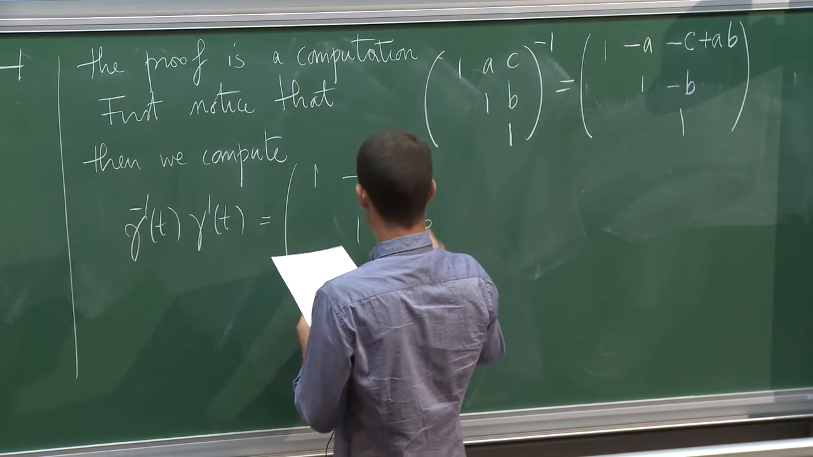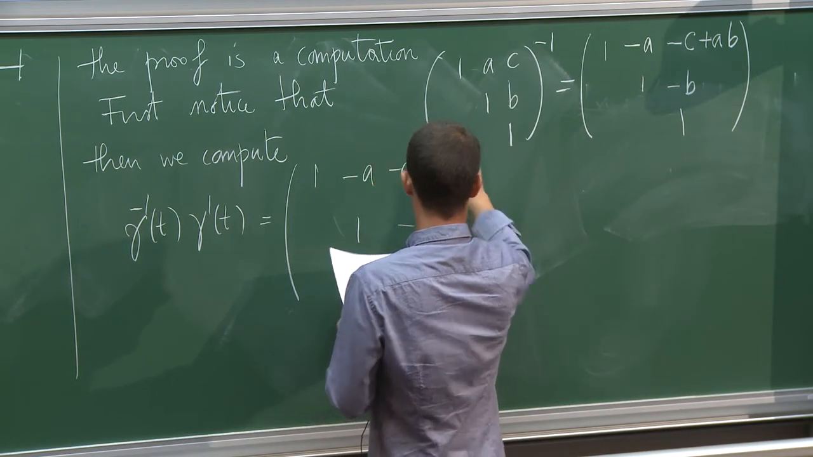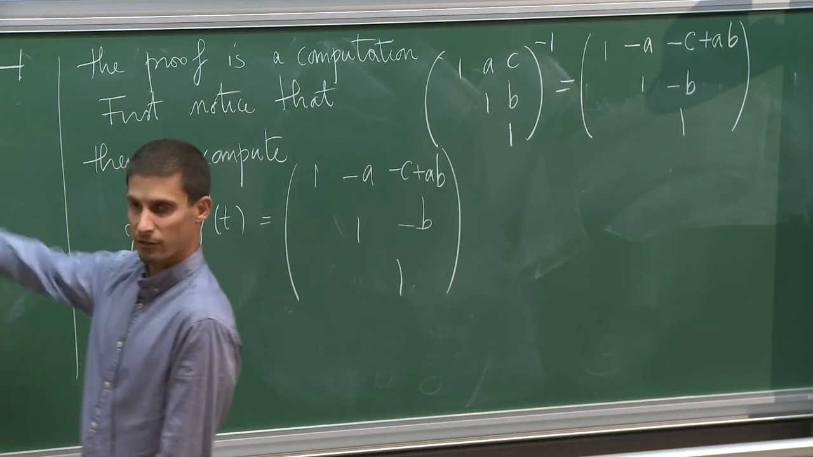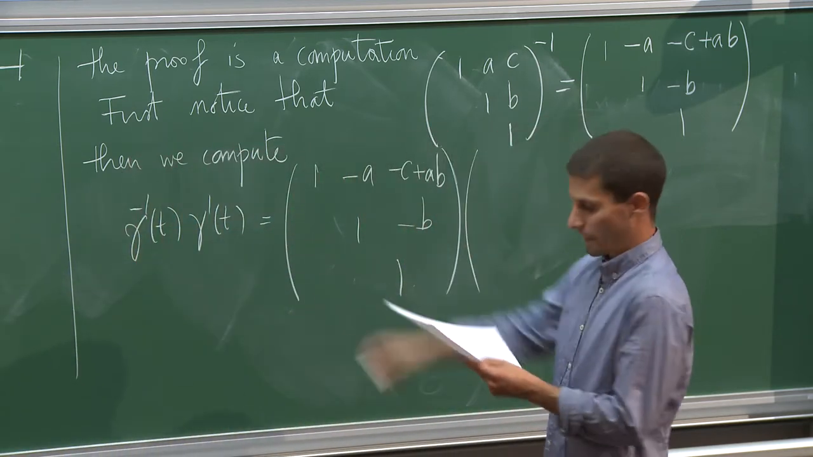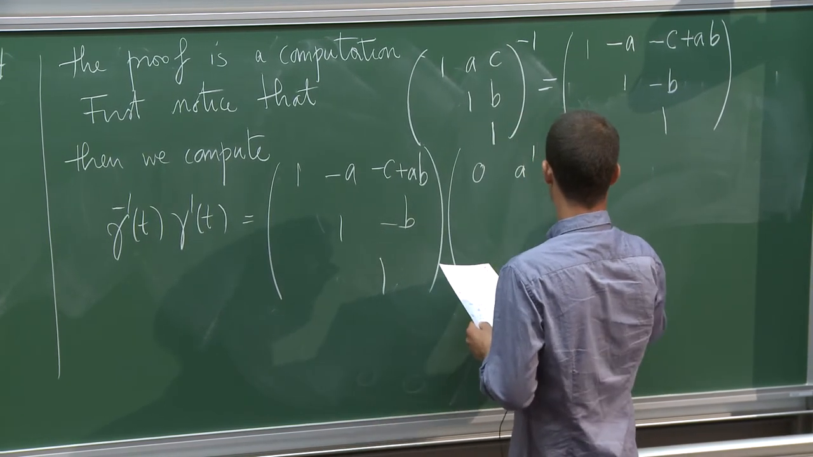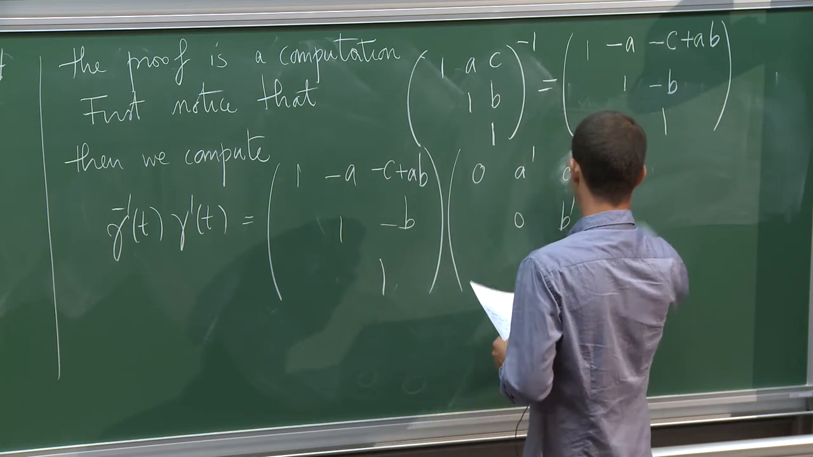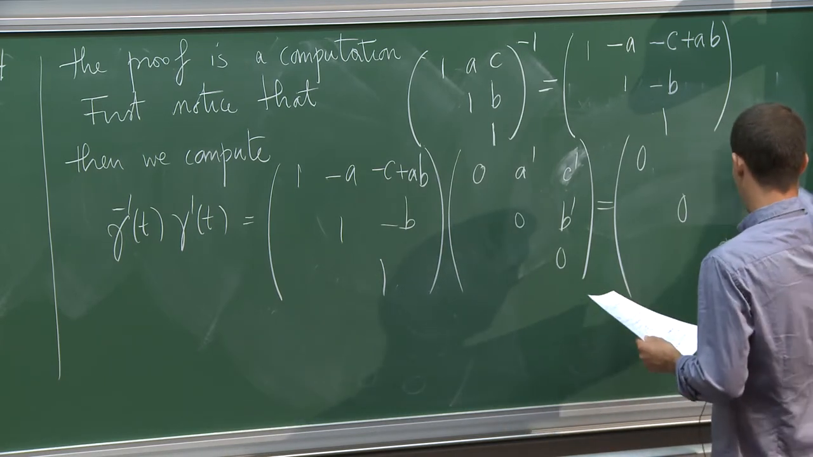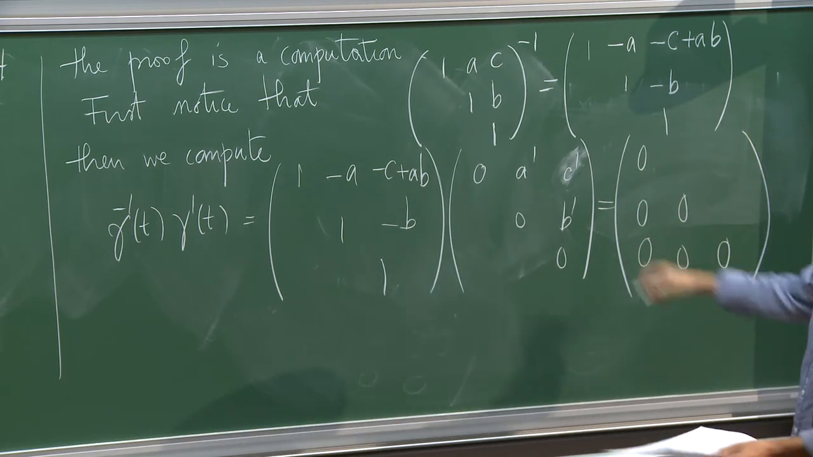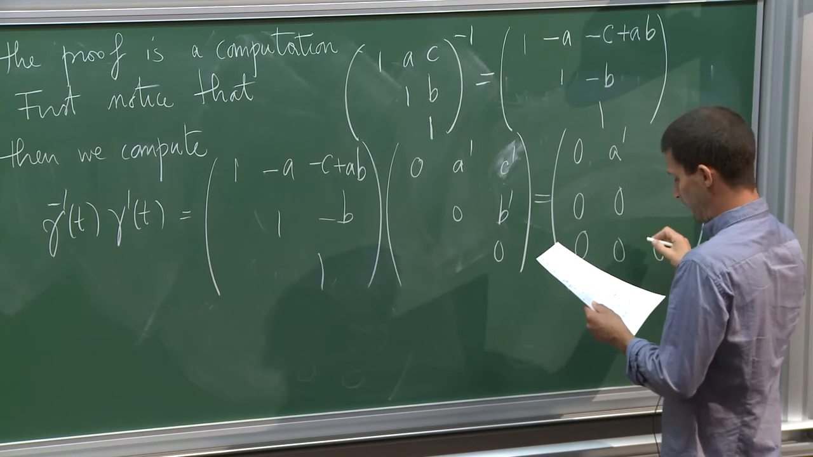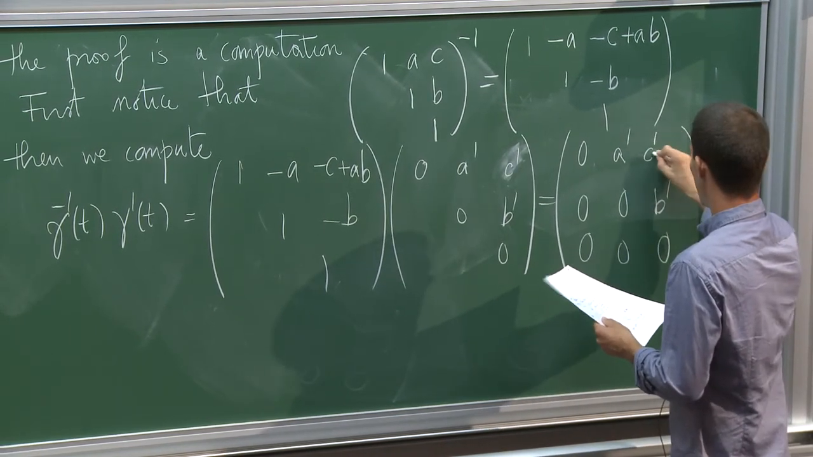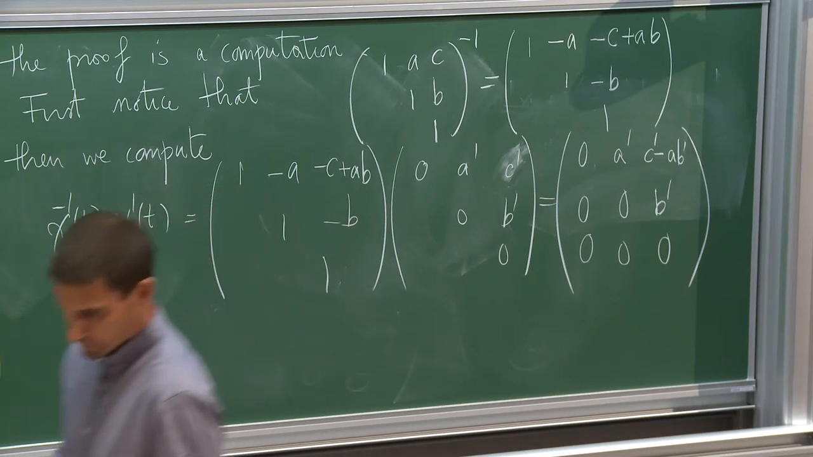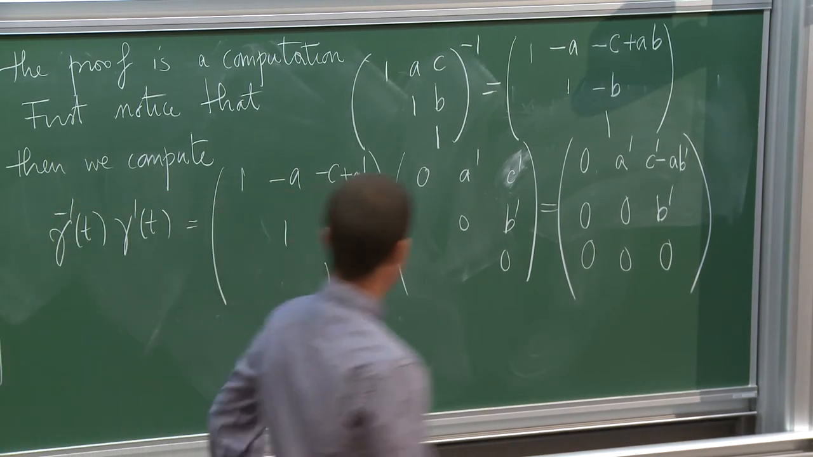I compute it, and I have this. This is gamma minus 1. So here, A, B, and C are functions of time. I will not write here of t each line, but it's this, okay? And then you multiply with gamma prime. What is gamma prime? It is A prime, B prime, C prime, B prime. And the result is this. So finally you check that you have zero here by hand. And here is interesting, you have this: A prime, B prime, C prime minus A B prime. Okay? So this is the computation.